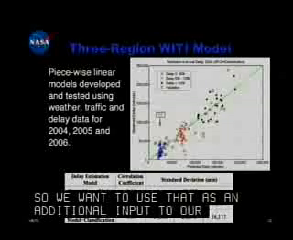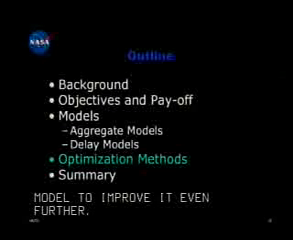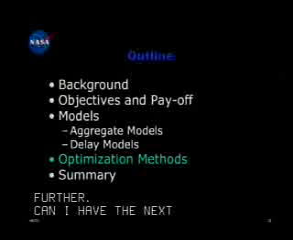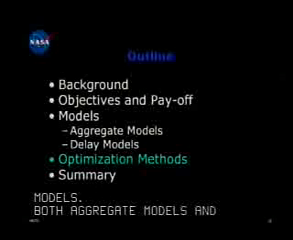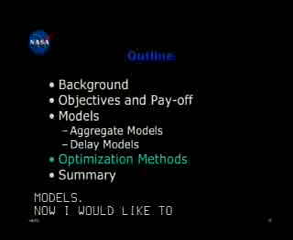So next, can I have the next view graph, please? Now, so far I have talked mostly on models, both aggregate models and delay models. Now I would like to move to the optimization methods. Next view graph, please.